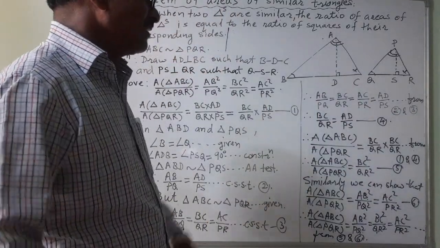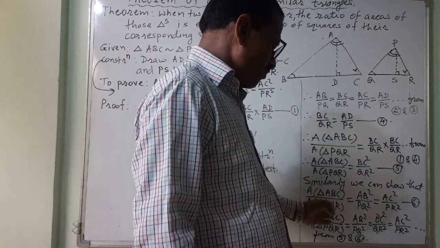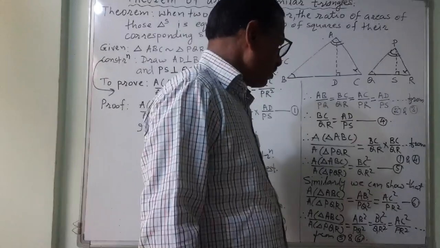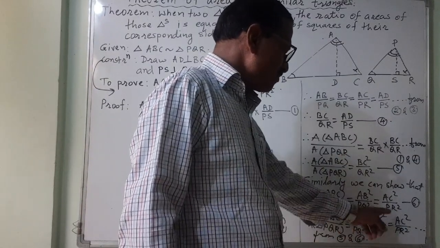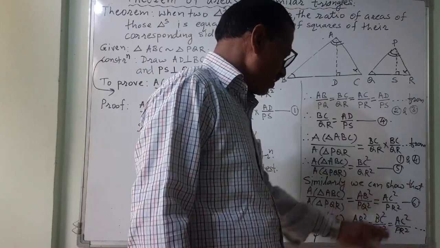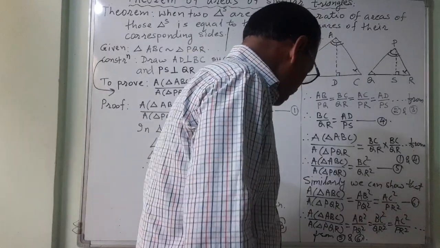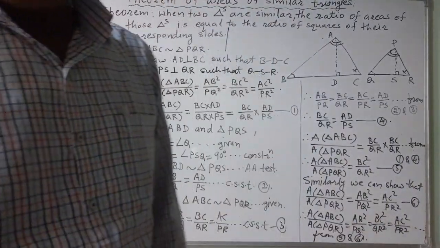Now what to say? Similarly, we can show that area of triangle ABC upon area of triangle PQR is equal to the remaining sides squared. BC and QR we have taken. So what are remaining? AB, PQ, AC, PR. These are remaining. Take the squares of these and write it. So from this, it is proved. This way, this would have become very easy.